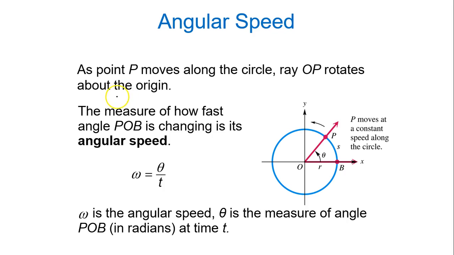All right, and this is an explanation on angular speed. It says this: as point P moves along the circle, ray OP rotates about the origin. The measure of how fast the angle POB is changing is the angular speed. So we are figuring how fast the angle changes. We're going to say our angle theta is changing with time. So we call it omega, this Greek letter right here, is equal to the angle over t. And again, in this formula, like in the last section, theta is the measure of the angle in radians.